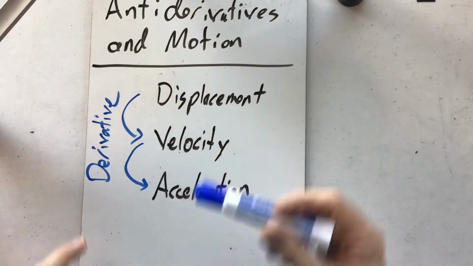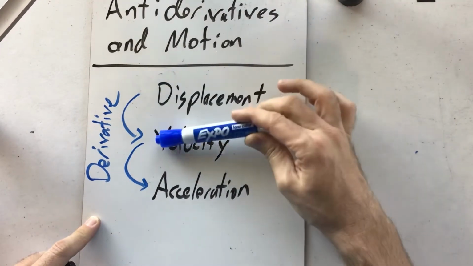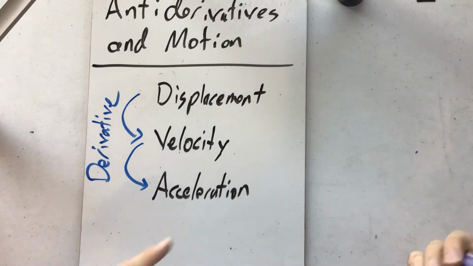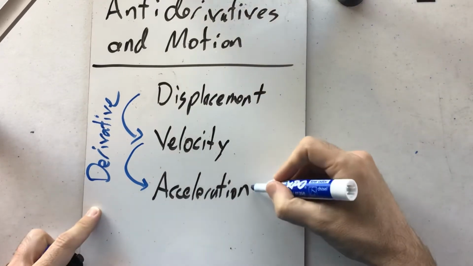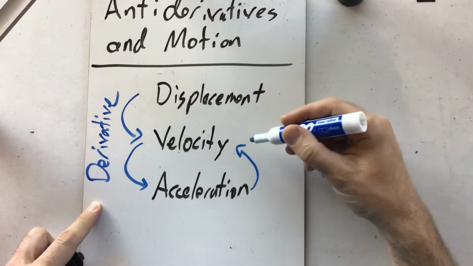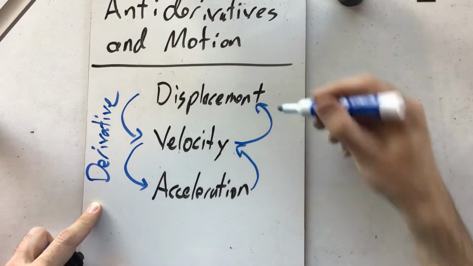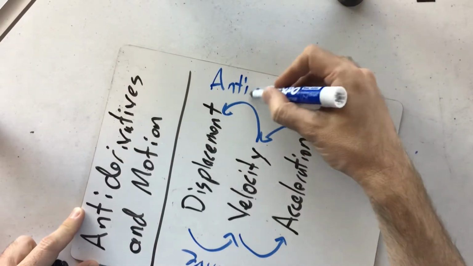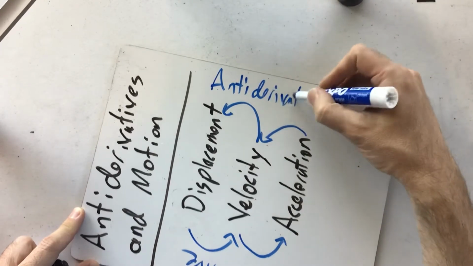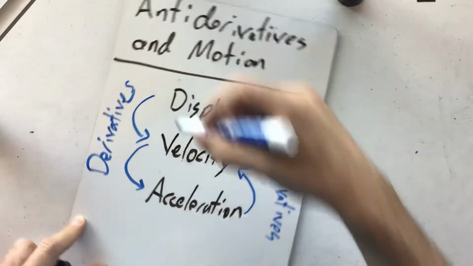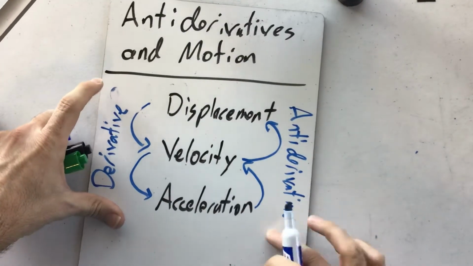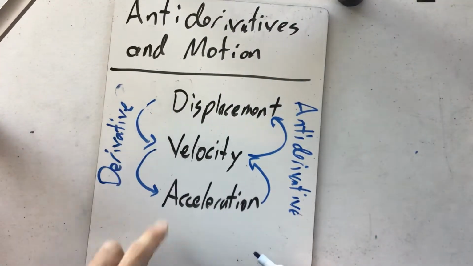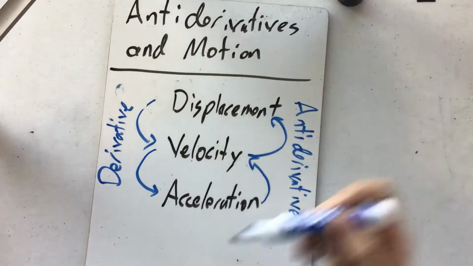Okay, so if you take derivatives to get from displacement to velocity to acceleration, if you start knowing the acceleration, you can get from the acceleration to the velocity, and then from the velocity to the displacement using, you guessed it, antiderivatives. So we use derivatives to get from displacement to velocity to acceleration. We use antiderivatives to go backwards.